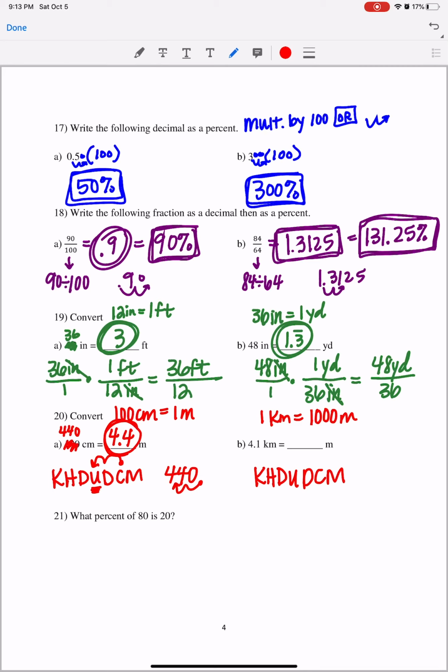I have 4.1 kilometers, so I'm starting in my kilo. And because I want to go to meters, which is my unit, right? Again, no prefix. How many times are you moving it from the K to the U? We're moving it 1, 2, 3, and we're moving it 3 times to the right. So take your 4.1 and move it 1, 2, 3 times to the right. So 4.1 kilometers is 4,100 meters.